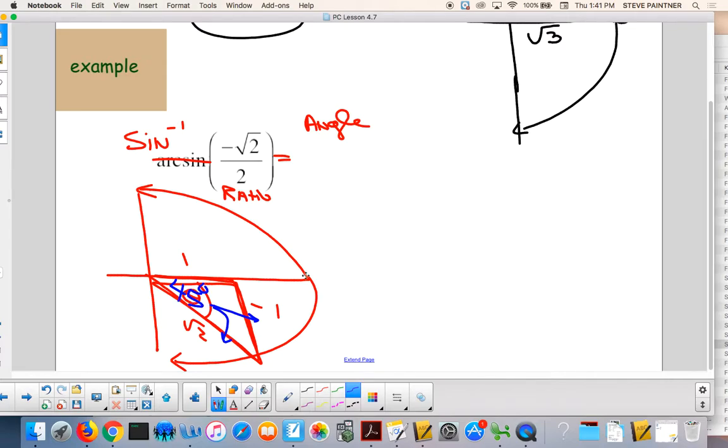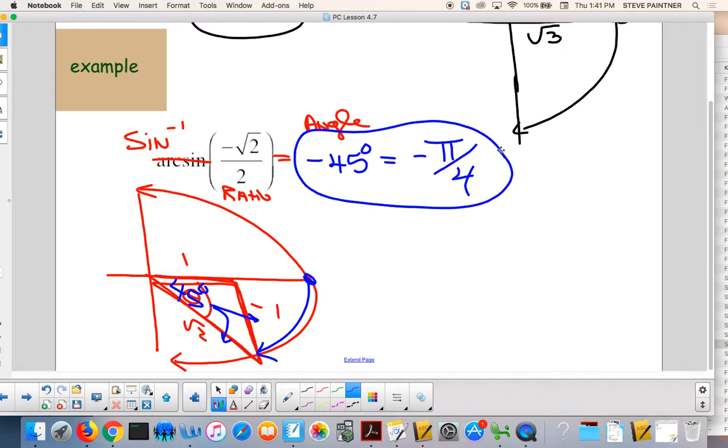What's your answer? From here to here. Isn't it this? Isn't it a negative 45? Okay. Or what? Right? They want radians. In the book, they want radians, just so you know. Good?